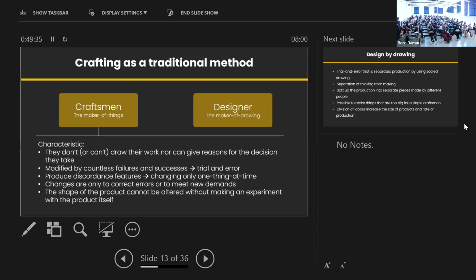Okay. Berdiana. Okay, itu memang betul ya. So that's correct that they need to refine the shape. But if the statement says that the shape of the work cannot be altered without making an experiment with the product itself, what makes designers able to do experiments with the building without even touching the building? How is the logic of that statement?